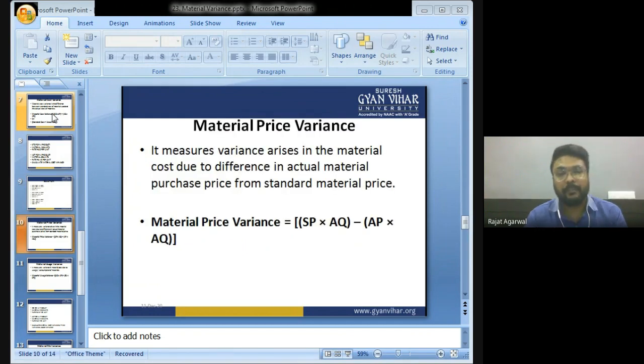Now, what is material price variance? It is a variance arising in the material cost due to difference in actual material purchase price and standard material purchase price. So in material price variance, we will compare the actual material purchase price with the standard material purchase price, and we will see whether the variance is favorable or adverse. The formula to calculate material price variance is standard price into actual quantity minus actual price into actual quantity.